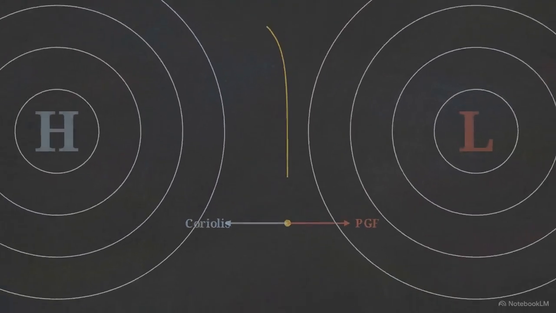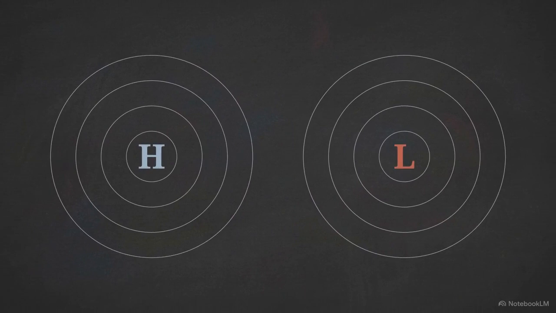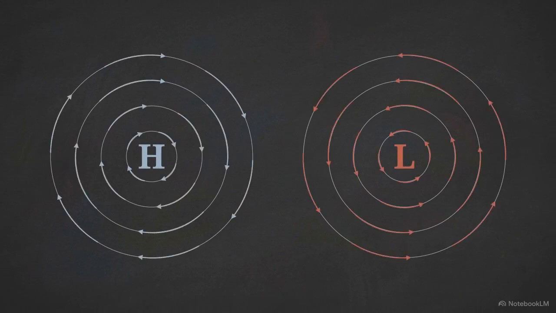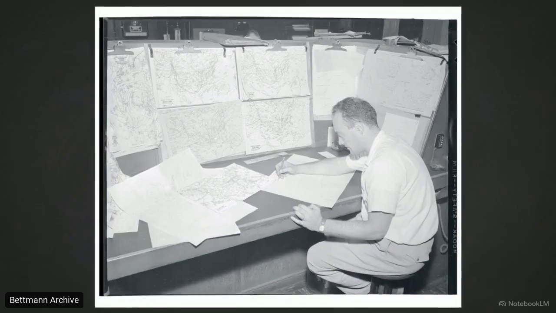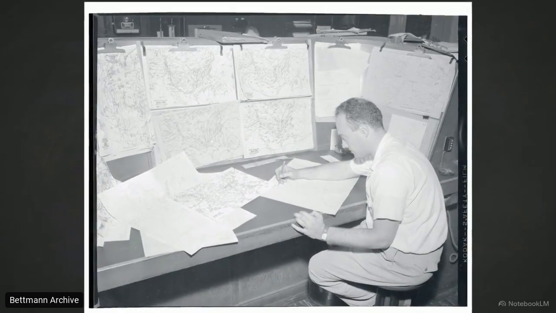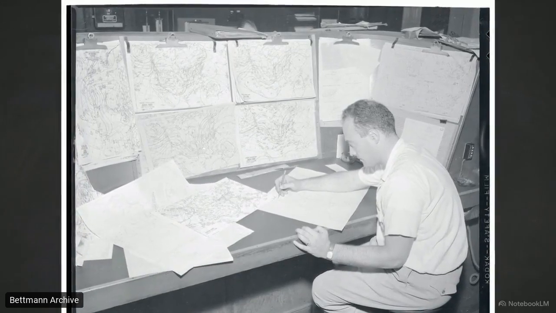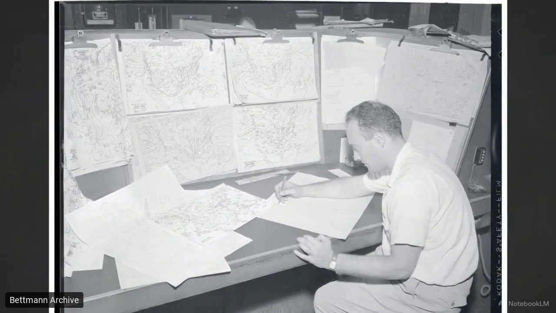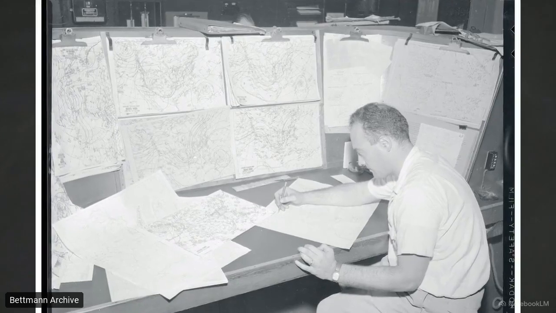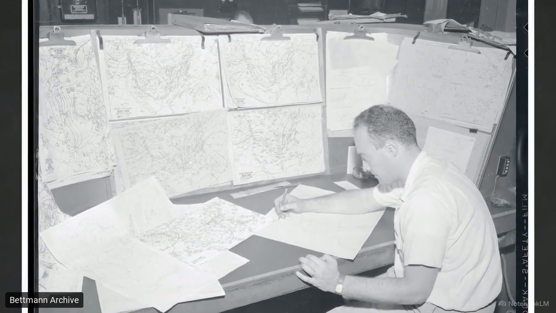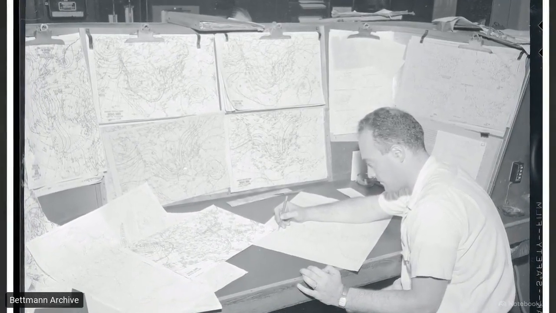Zooming out to the macro level, this balance creates a strict pattern. Air flows predictably clockwise around a high and counterclockwise around a low. This is a meteorological weather map showing large-scale pressure systems. Because geostrophic wind flows parallel to these plotted isobars, forecasters can accurately calculate wind speed based entirely on how closely packed the lines are drawn.